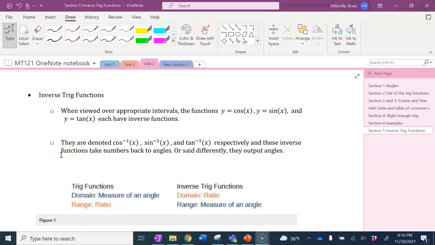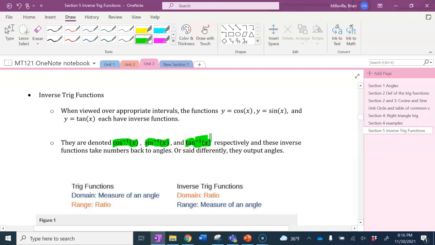Hello again. In this second video we're going to talk about the inverse trig functions. We're not going to go into super depth about the domain restrictions that are appropriate to make these well defined. But over appropriate intervals the functions cosine, sine, and tangent each have inverse functions. They are denoted using special notation. Inverse cosine is written this way, inverse sine is written this way, inverse tangent is written that way.